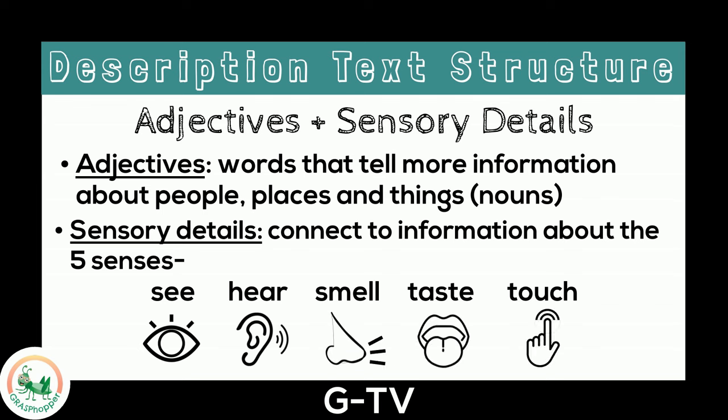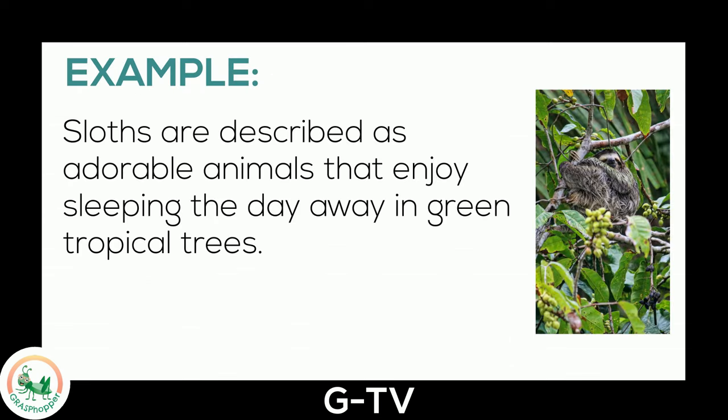Here's an example description sentence using adjectives and sensory details. Sloths are described as adorable animals that enjoy sleeping the day away in green tropical trees. Adorable is an adjective that tells how the sloth looks, while green and tropical are sight details about trees.